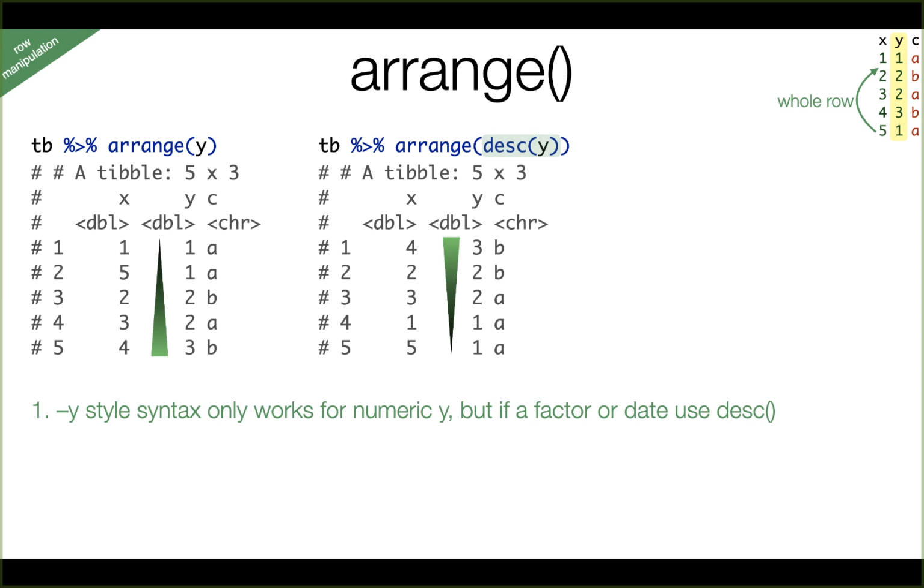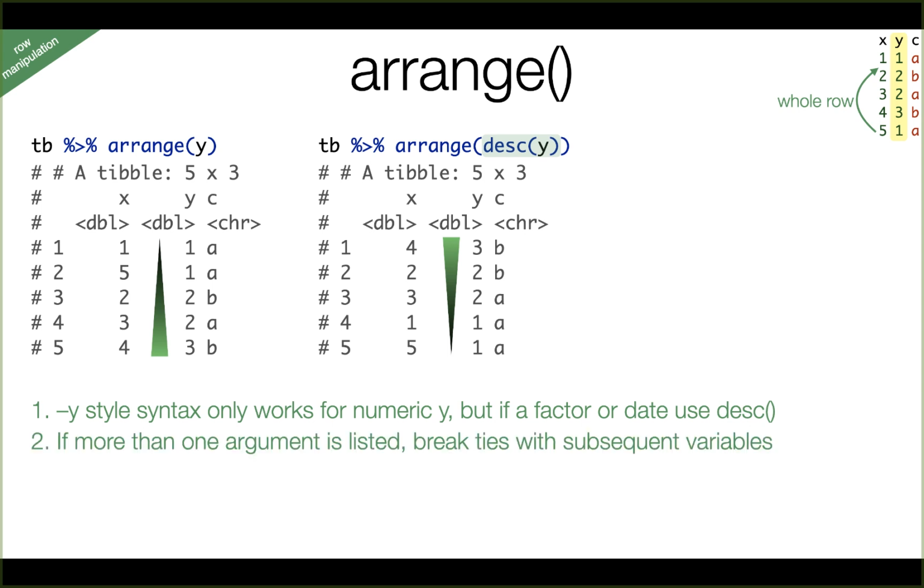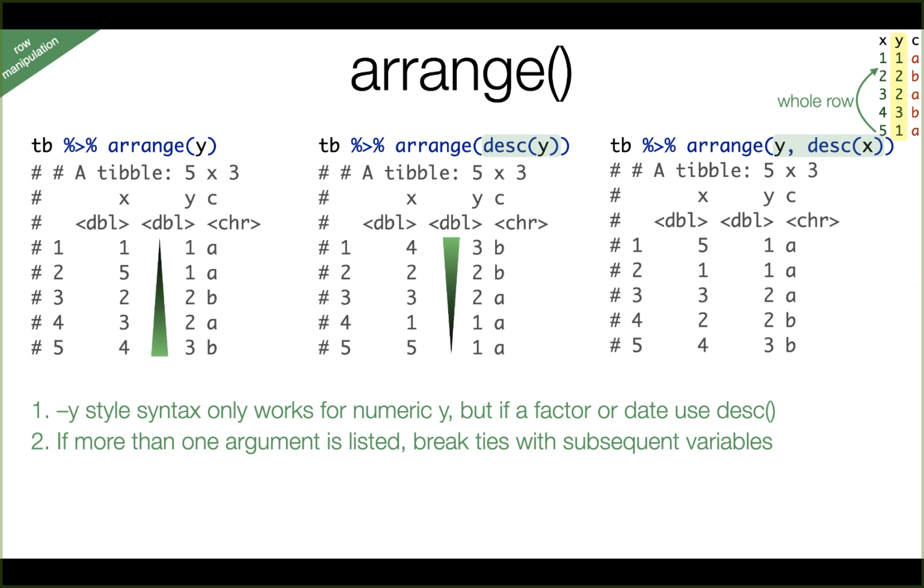Now, one of the nice features of arrange is that if more than one argument is listed, it will do the sorting, but it will break ties in the first arguments by whatever comes after it. For example, if I take my tibble and I arrange by Y, notice that there are 2 rows that have Y equal to 1. There's this one and there's this one. Or in the original sorting, there was this one and this one. Now, by default, it is not going to break those ties. So when you sort by Y, it will keep the rows in the order that they just appeared naturally in the data set. So for example, in this case, this row just came first, and that's why it's first. This row came second, and that's why it's second.